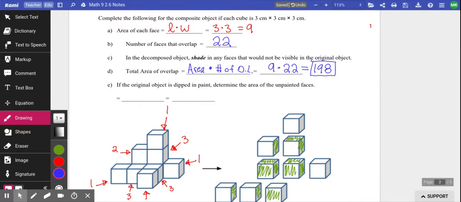Part E says determine the area of the unpainted faces if you dipped it in paint. The area would be 198. You could just rewrite the math in there, because it's the exact same question, just in a different phrase. Instead of saying the area of the overlap, they're discussing it as an actual word problem. So you took this thing, you dipped it, it comes back out. How many sides did you cover? I didn't cover 9 area times 22 sides for 198.